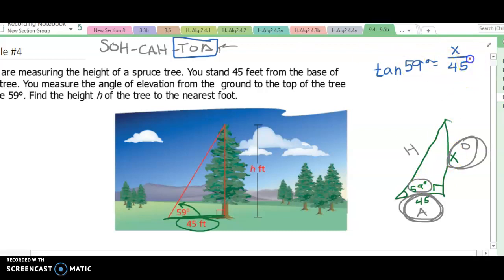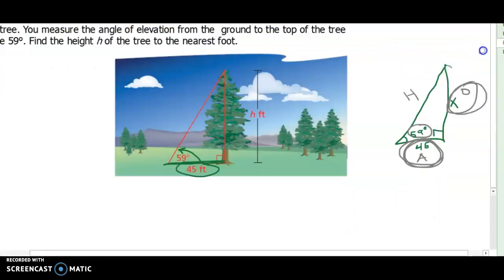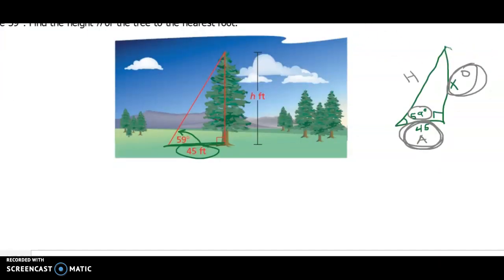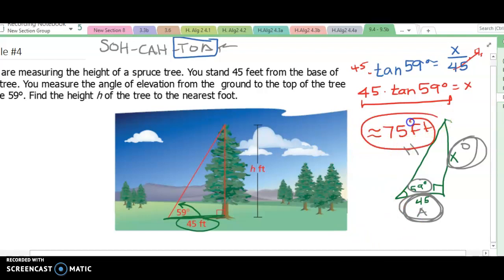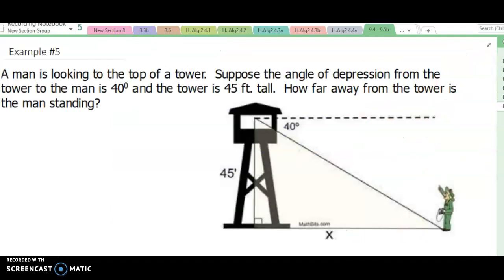Let's multiply both sides by 45. Oh, I'm out of room. Multiply both sides by 45. Those go away. So I have 45 times tangent 59 degrees equals x, and I can just plug this straight into my calculator. 45 tangent 59. I get roughly 74.9 or about 75 feet. Okay, I want you to try to do this on your own. We'll talk about it a little bit.